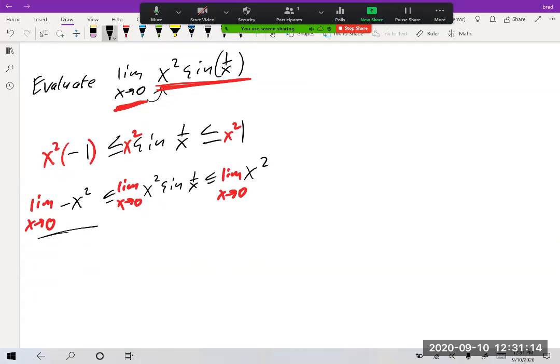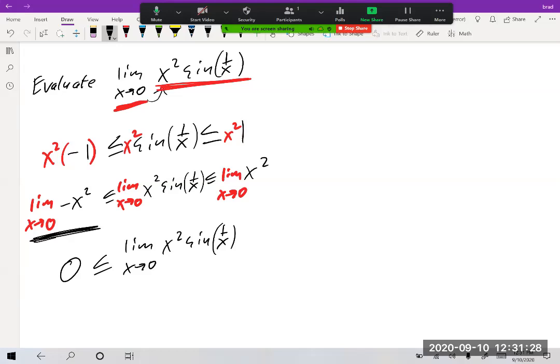Now what's the limit of negative x squared as x approaches 0? Well, that'll be 0. I don't know this limit in the middle. If I did, wouldn't I have done it from the very beginning? Because this is the original problem, x squared sine of 1 over x. I still don't know how to do that. And I know that the limit over here is 0.